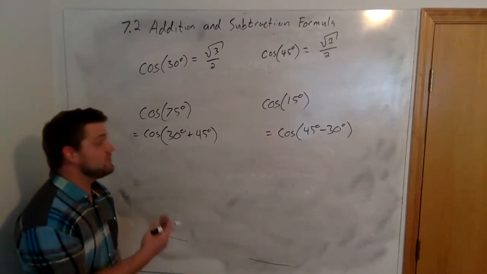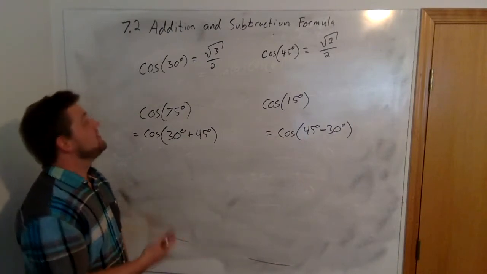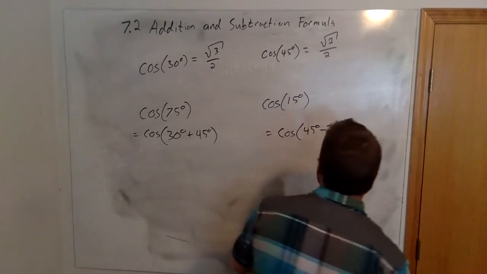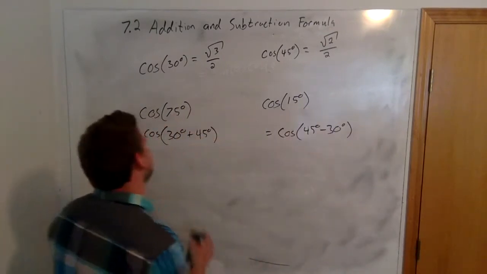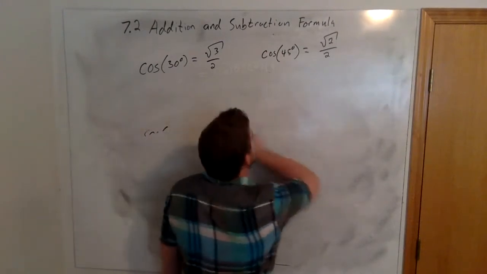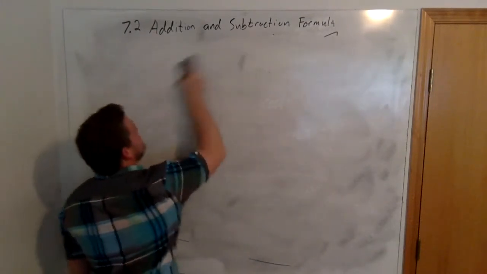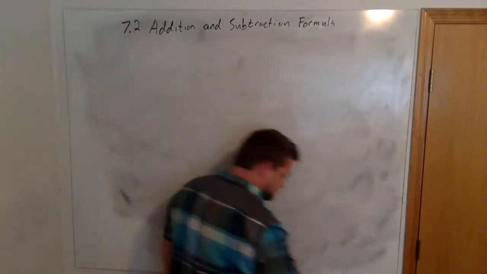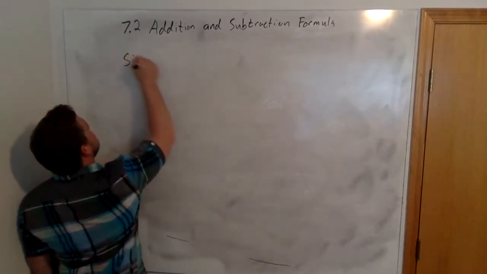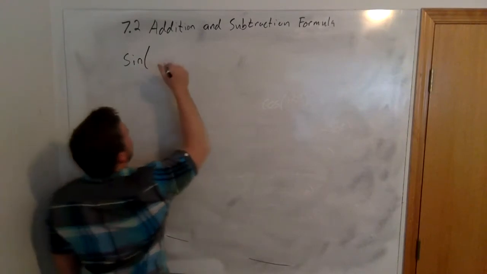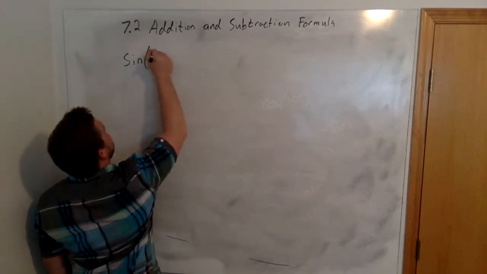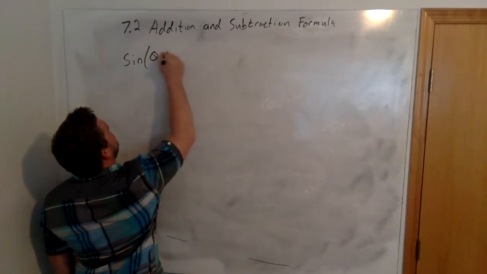So what we have here to solve this type of problem is the addition and subtraction formulas. Let me go ahead and write them up on the board, and then we'll see how we can actually evaluate cosine of 75 or cosine of 15 degrees. Okay, so let's write them down. So there's one for sine. Okay, so how about we put theta and phi.